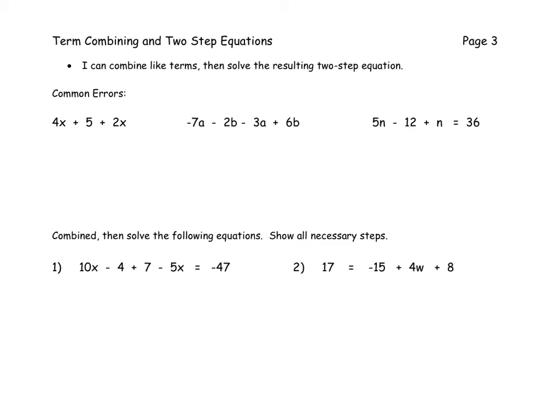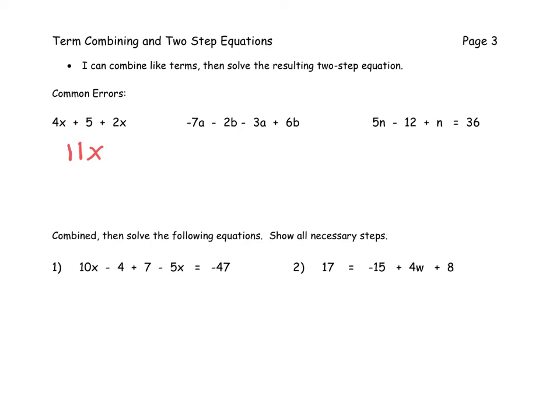So our first example, the most common error, would be to just try to combine all of these terms. So I have 4x plus 5, so 9 plus 2x. Sometimes this is written like this. And unfortunately, we cannot do that. What we should do instead is identify our like terms. I'm going to erase this, and this is what should happen.